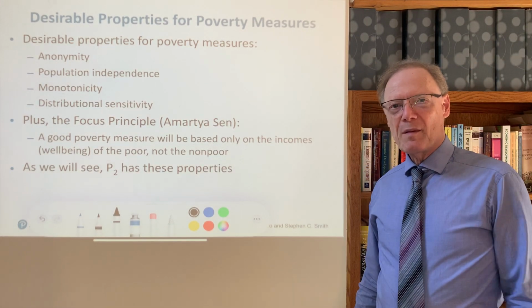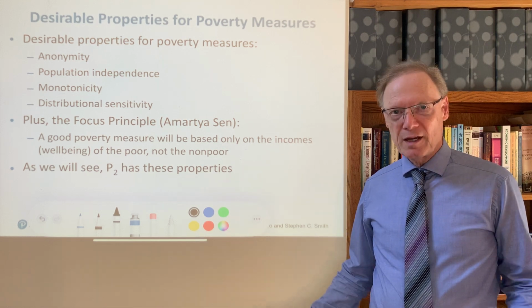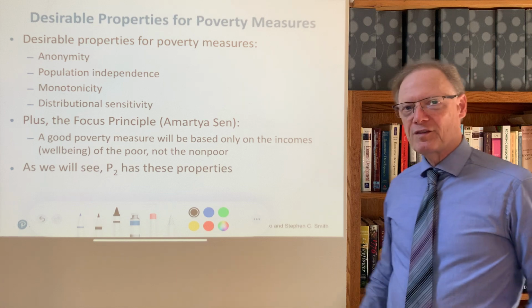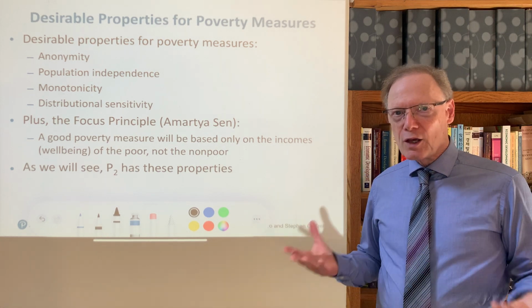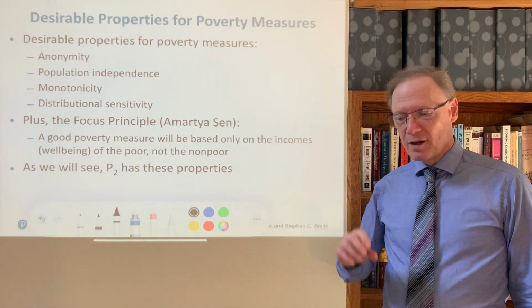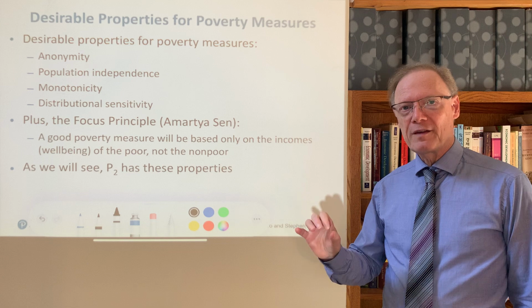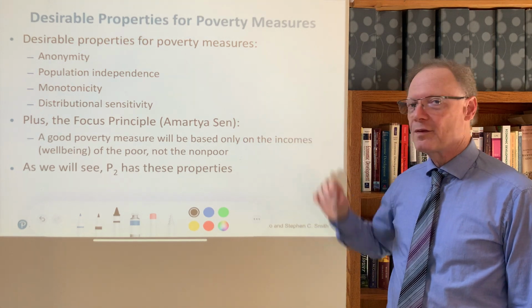Hello everyone. In this episode we're going to examine the measurement of absolute income poverty. We're going to start in a way that's really analogous to how we proceeded to find good measures of inequality, namely an axiomatic approach, in which we're going to start with some basic properties that we would want to see in any poverty measure in this case.